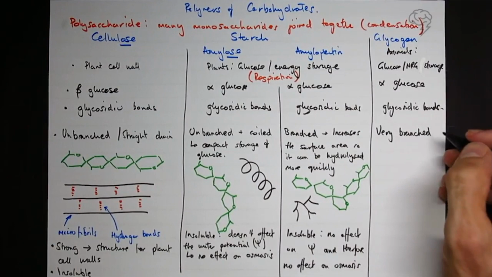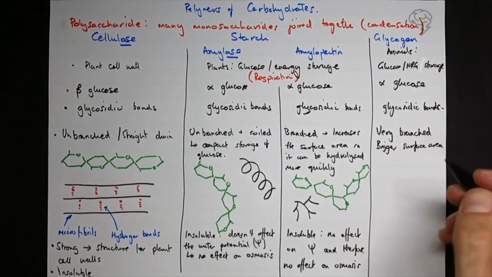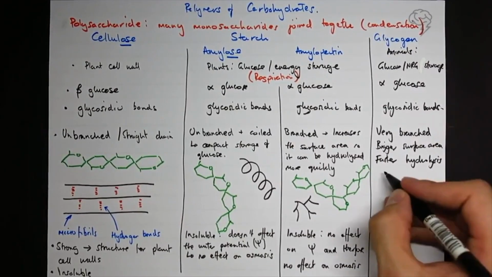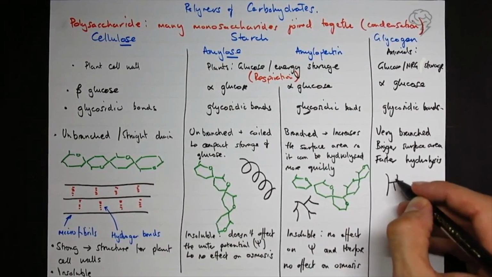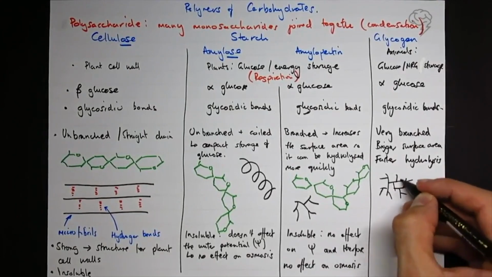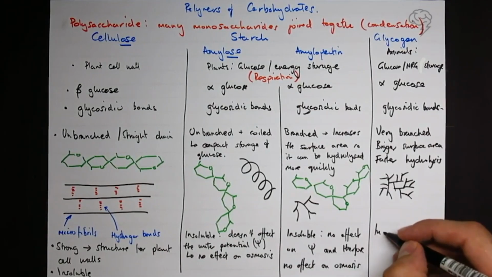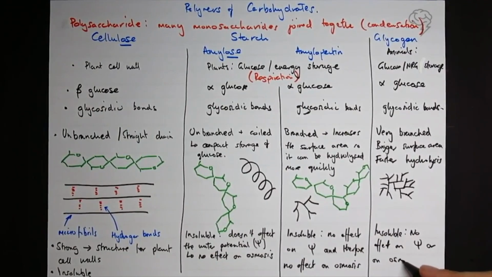In the exam, branched will get you the answer, but I'm going to say bigger surface area, faster hydrolysis. That's probably all we need to know. I'm not going to draw the diagram like this. I don't think it's necessary. But you get the idea. Something like this. All these diagrams that I'm drawing in general in biology are a horrendous representation. They don't actually look anything like this, but they resemble the important factors. And it's also insoluble, no effect on the water potential or on osmosis.